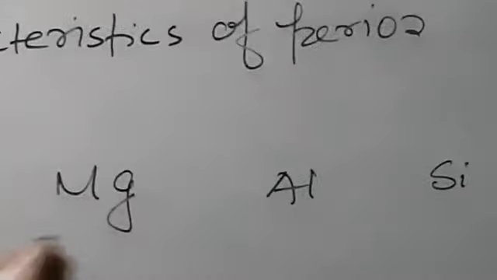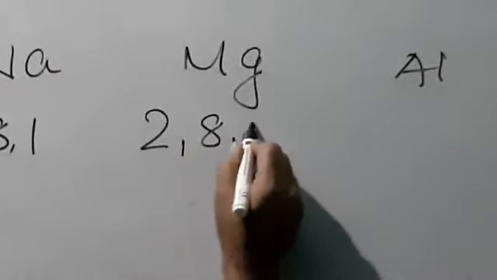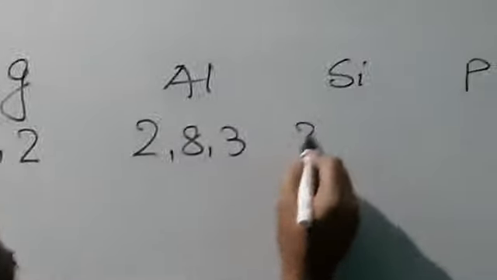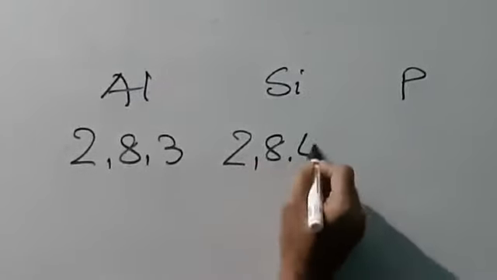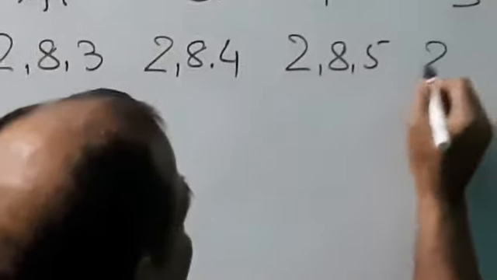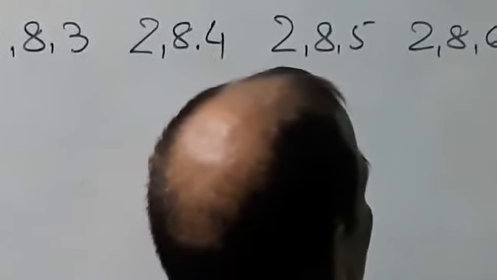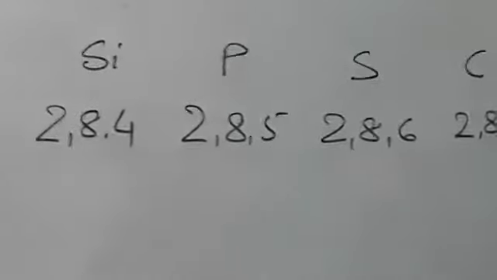So if you are going to write the electronic configuration of these elements, like sodium 2, 8, 1; 2, 8, 2; 2, 8, 3; 2, 8, 4; 2, 8, 5; 2, 8, 6; 2, 8, 7.